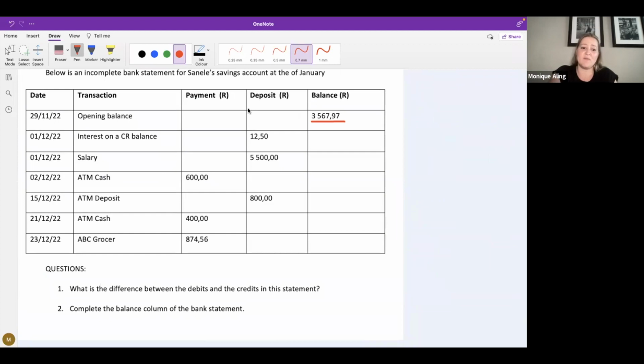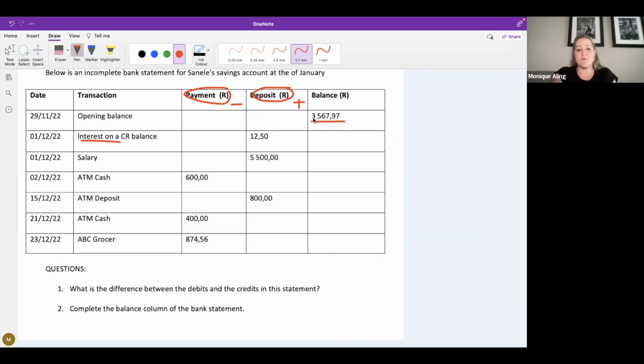Then, after this opening balance, we see interest on a credit balance. We have two columns. We have a payment column and we have a deposit column. Payments mean that money is being taken out of the account. So this is basically a negative column. We're minusing all the amounts that are in this column. The deposit column, remember we went through the definition, deposit is money going in or being put into a bank account. So we are adding that amount into our bank account.